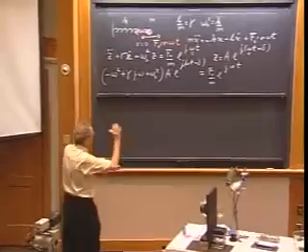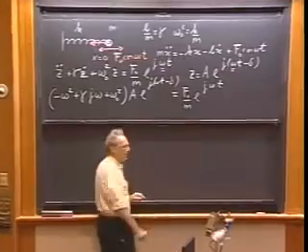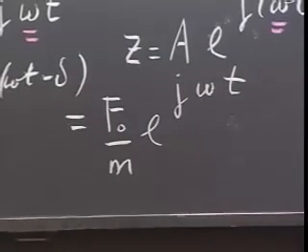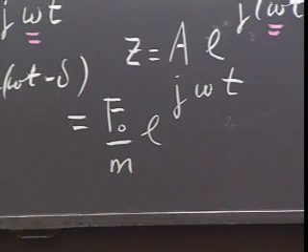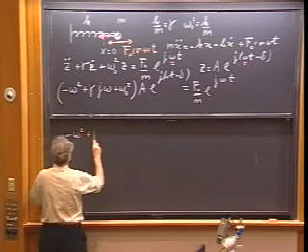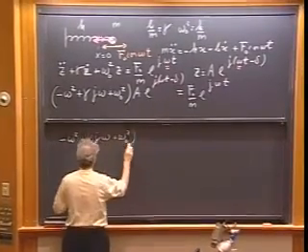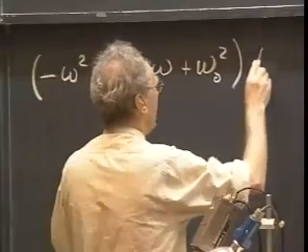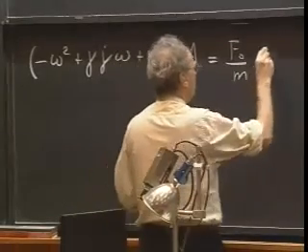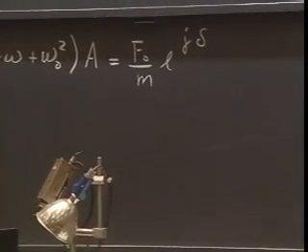So I lose my e to the power j omega t, and I'm going to multiply both sides by e to the power minus j delta. So I lose my delta here, but it appears then here. And so if I make that simple algebraic change, we're going to get minus omega squared plus gamma j omega plus omega 0 squared. That multiplied by A must now be equal to f0 divided by m times e to the power j delta, because omega t is gone, and I've moved the delta to the right side.